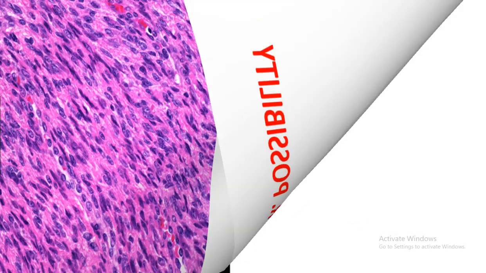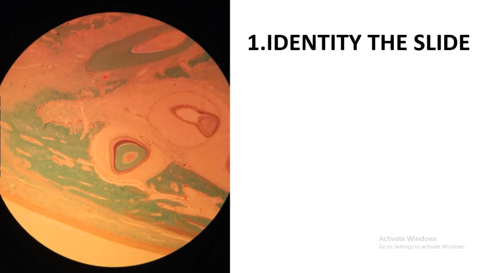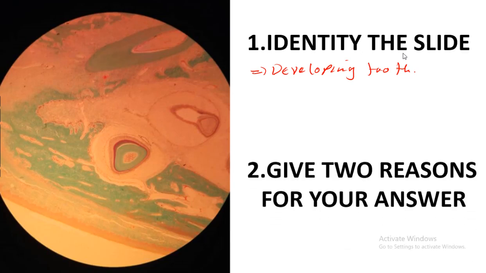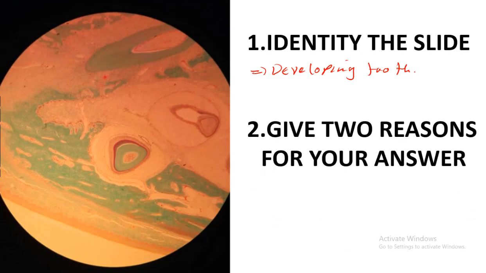Let's quickly get started. The first question we have been given is identify the slide. If you look at this slide, if you look at this part, this is simply the developing tooth. So the answer here is just the developing tooth. Then the next question you can have is give 2 reasons for the answer. There are so many reasons you can give.